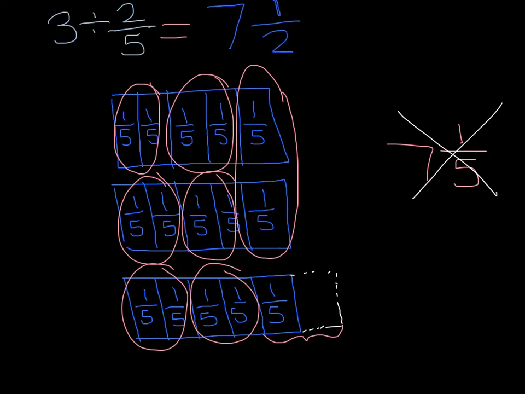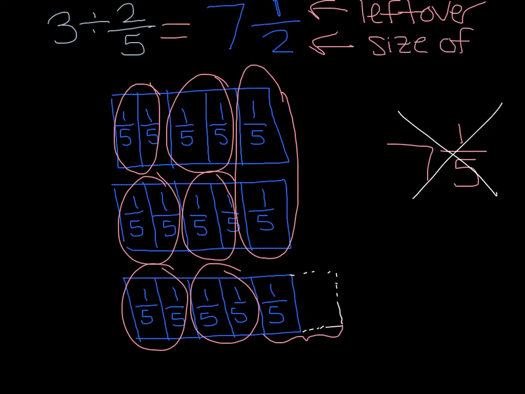Okay, and just to make this very clear, the numerator is always the number of leftover pieces. So leftover, here we had one piece that was left over, we couldn't make a group. And then the denominator, which in this case is 2, is the size of the groups. In this case, there are 2 pieces in each group, so we would say the size of the groups is 2. Okay, so we get 7 1/2, and that is the number of groups of 2/5 that are in 3.